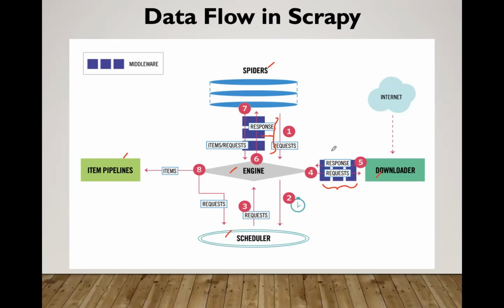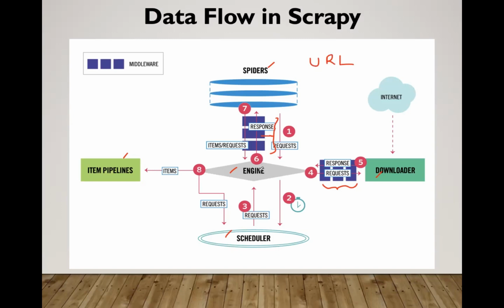Now let us see how data flow takes place between the various components in Scrapy. First, the engine opens a domain, then locates the spider that handles the domain and asks the spider for the first URL to crawl. There might be multiple domains, right? Each spider may handle a different domain. So it will locate the spider which handles that particular domain and ask it for the first URL to crawl. Here the URL is also considered a request.